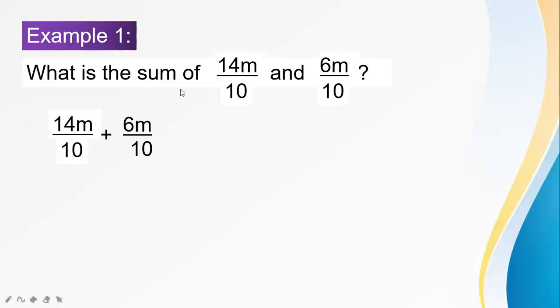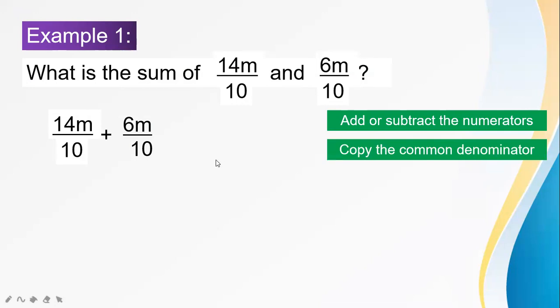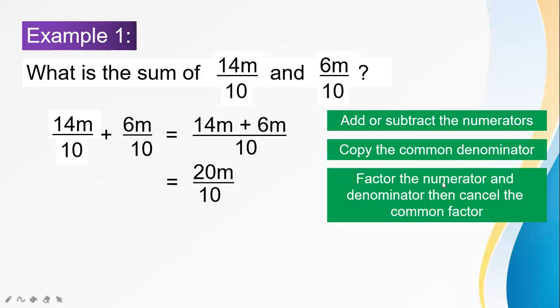Number 1, what is the sum of 14m over 10 and 6m over 10? So ito yung expression natin, ito yung example natin. So add or subtract the numerators first, then copy the common denominator. So we have 14m plus 6m over 10. Then after that, 14m plus 6m is 20m. Then copy 10.